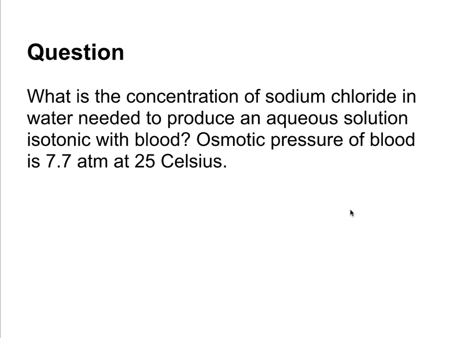Your question for this section: what is the concentration of sodium chloride in water needed to produce an aqueous solution isotonic with blood? The osmotic pressure of blood is 7.7 atmospheres at 25 degrees Celsius.